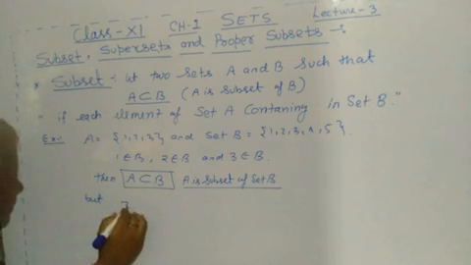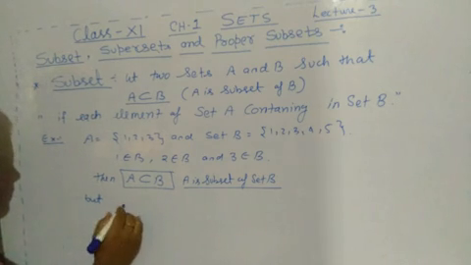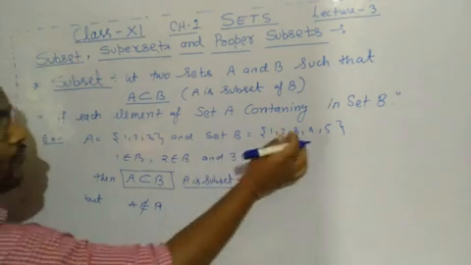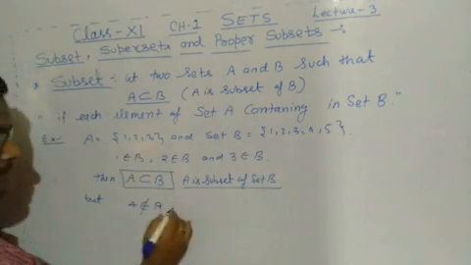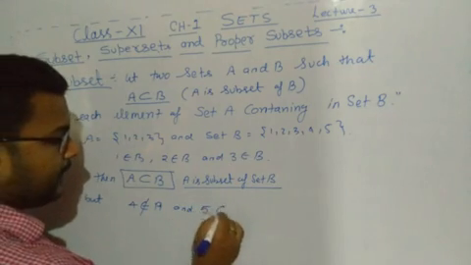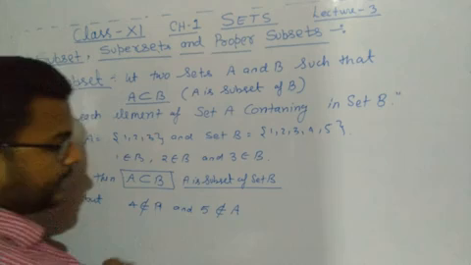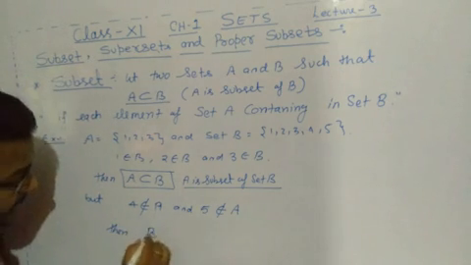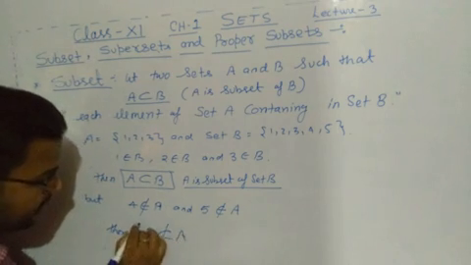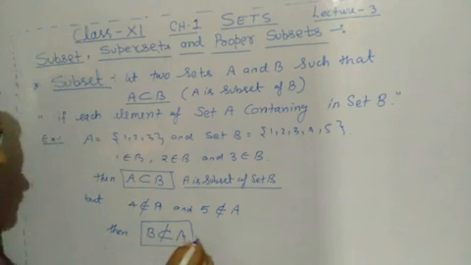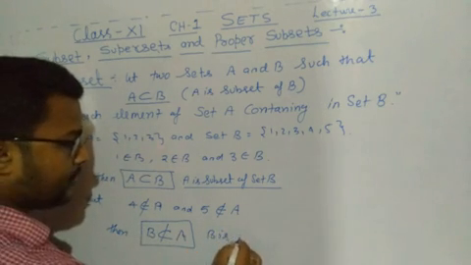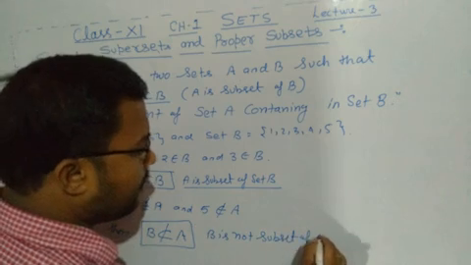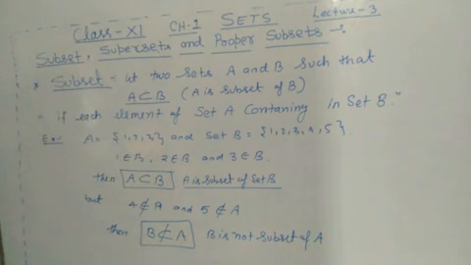Okay students, A is subset of set B, but the elements 4 and 5 do not belong to set A, such that B is not subset of A. Okay students, B is not subset of A. Okay, write down.